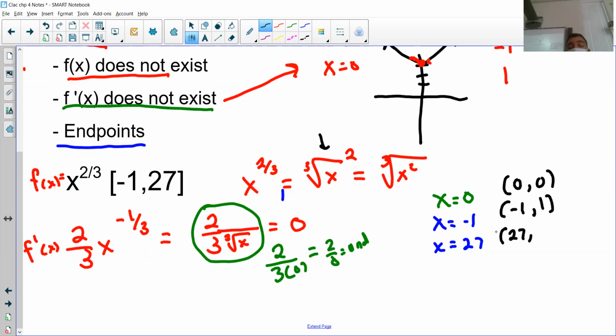All right, so 27, we're going to plug it in. What is the cube root? Either way, the cube root of 27 is 3, and then you're going to square it. 3 squared is 9, so this is (27, 9). These coordinate points are your extreme values.